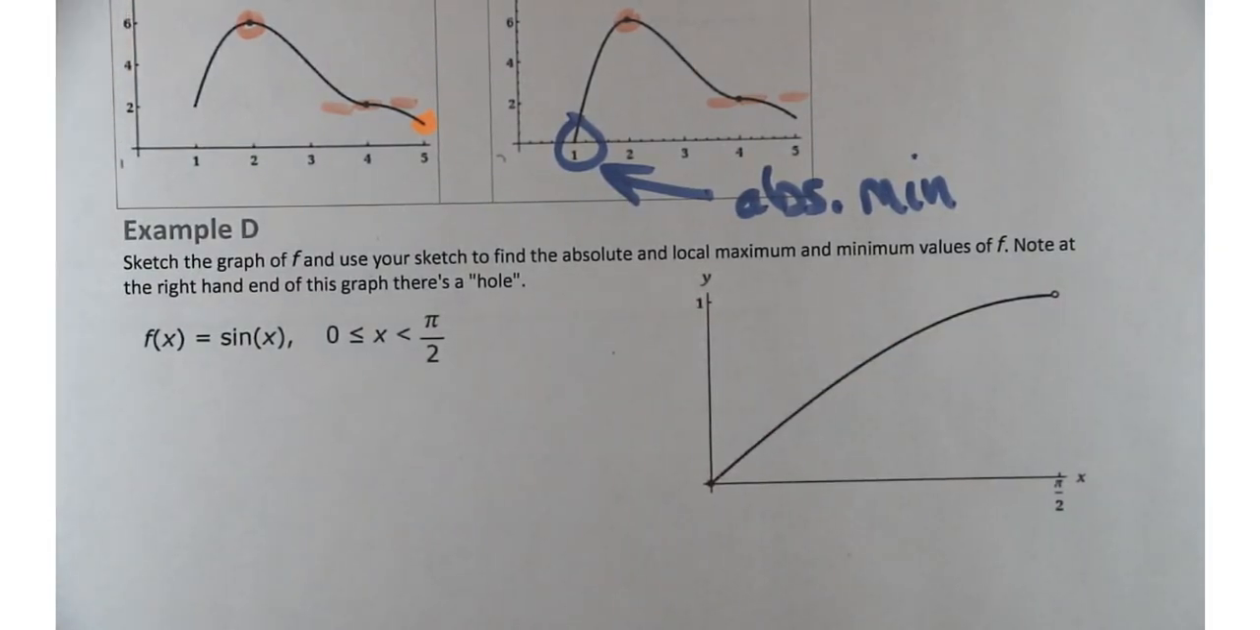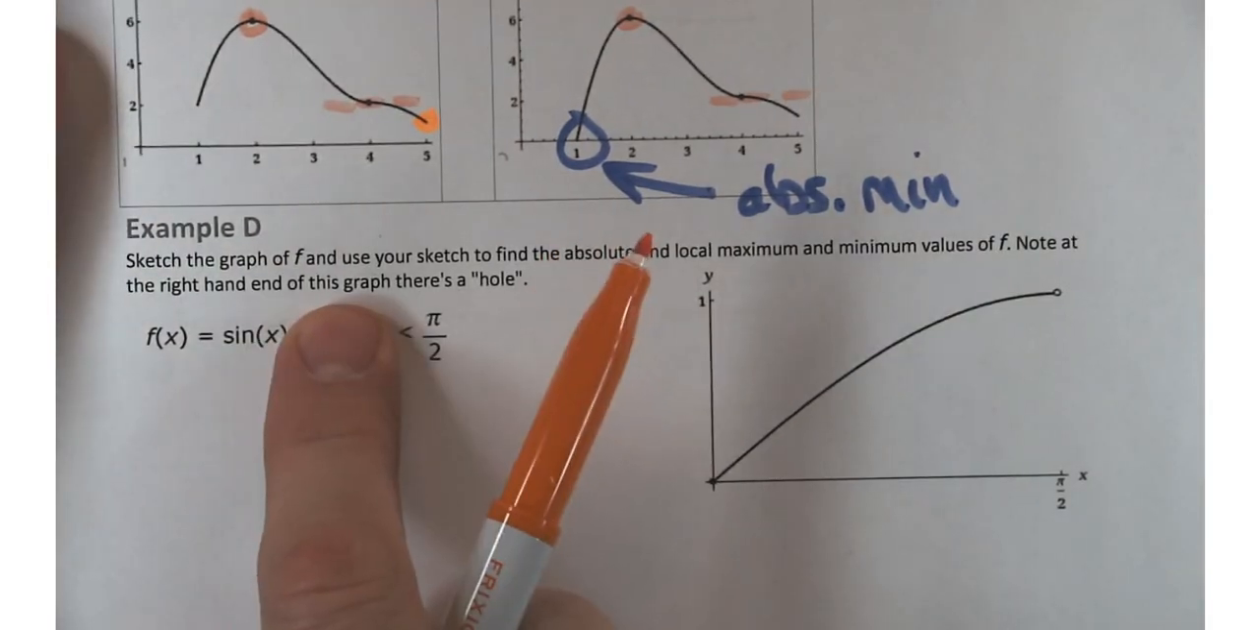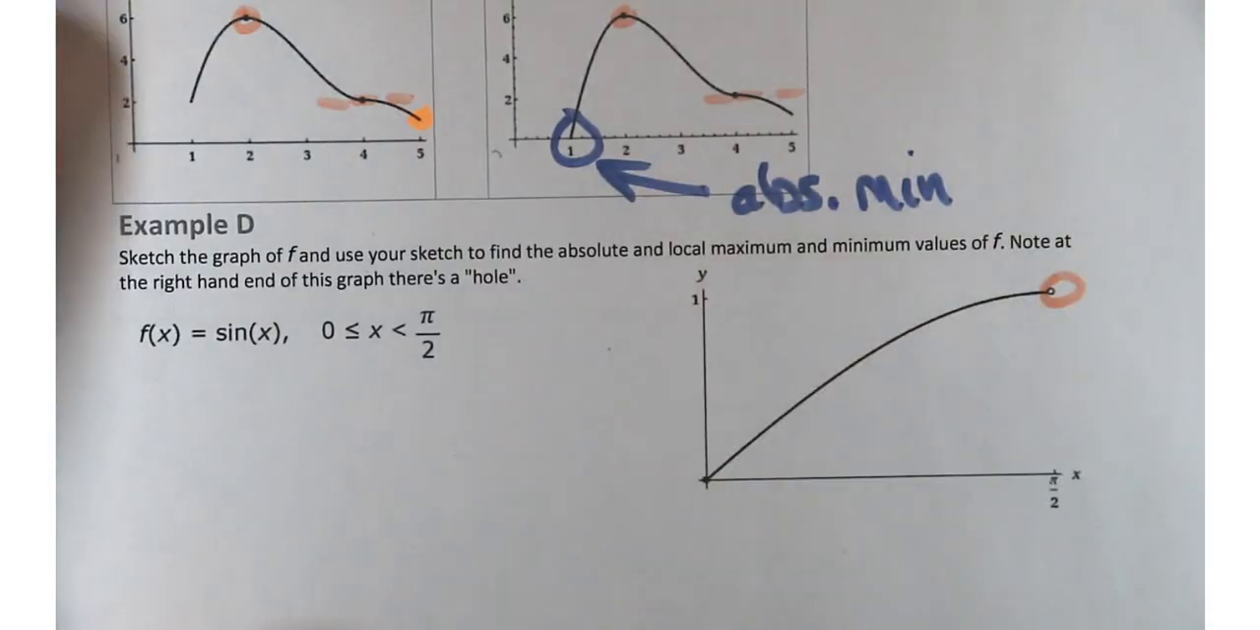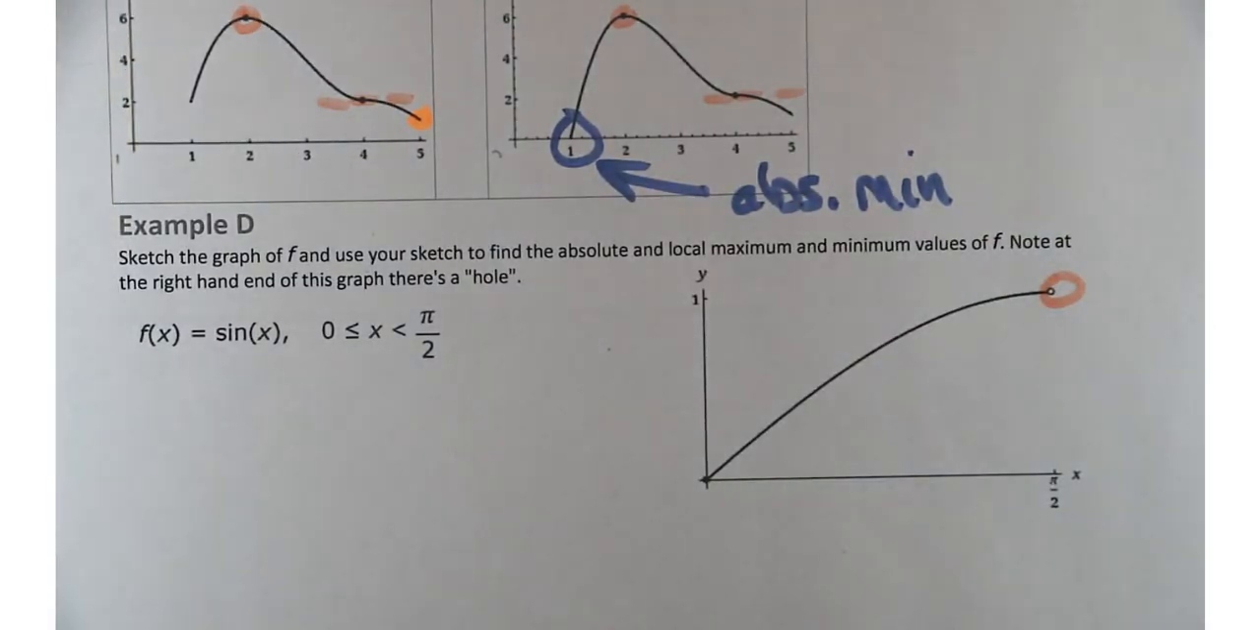So it says sketch the graph. Use your sketch to find the absolute and local maximum and minimum values of f. Note the right hand side as an endpoint that's got a hollow dot here. So nice little hollow dot. What does that mean in terms of the graph? What's that hollow dot mean?